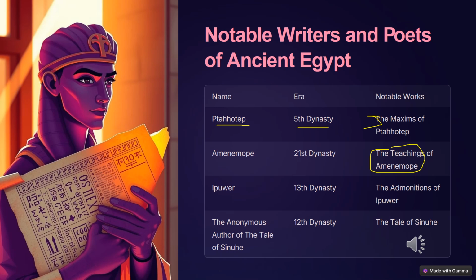We also have Ipuwer from the 13th dynasty, known for the Admonitions of Ipuwer. This work is a lamentation on societal chaos and a call for restoration of Ma'at, the principle of truth and order. Lastly, the anonymous author of the Tale of Sinuhe.